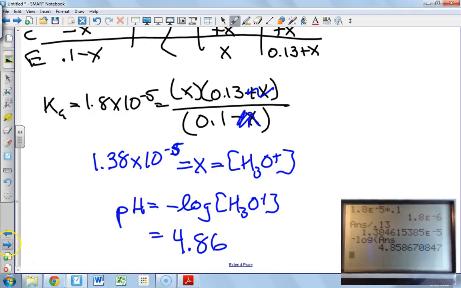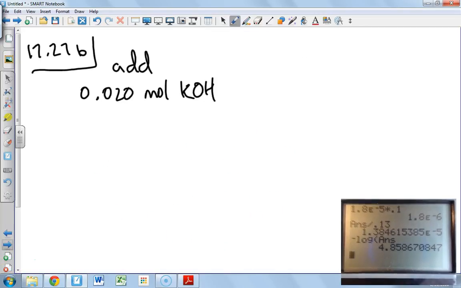So the second part of this problem is where we take that same solution and add a strong base. Now, this is where we have to worry about the titration, or just the additions part of things. By adding the strong base, the pH is obviously going to increase, but we want to know by how much. In order to do this problem, we have to do it in two steps.